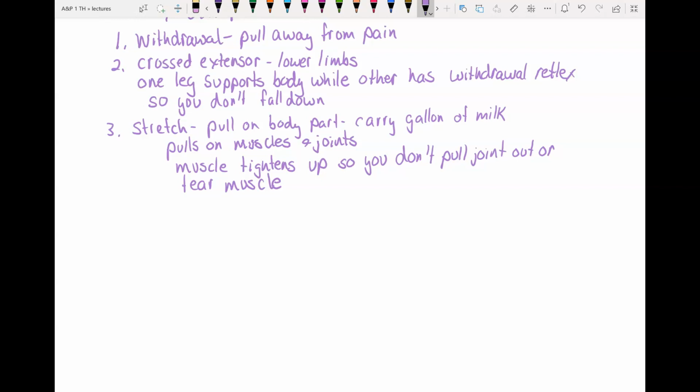So you can try this. You can hold a heavy object and just let it hang by your side, but you're holding on to it, and feel your muscles. You'll feel they're all tightened up because they're making sure you don't pull your joints out or tear your muscles.